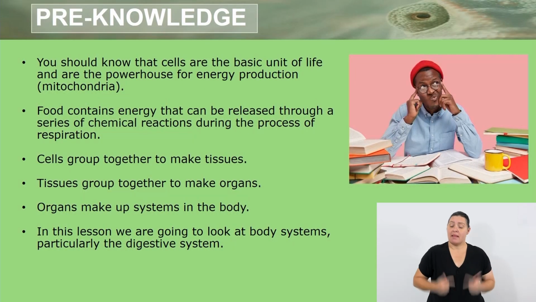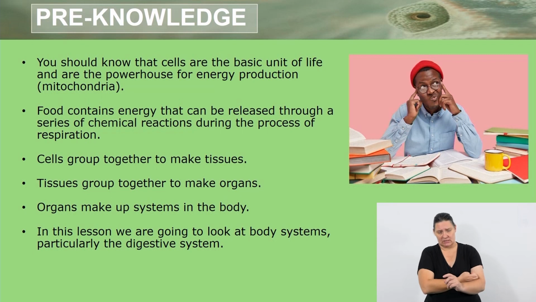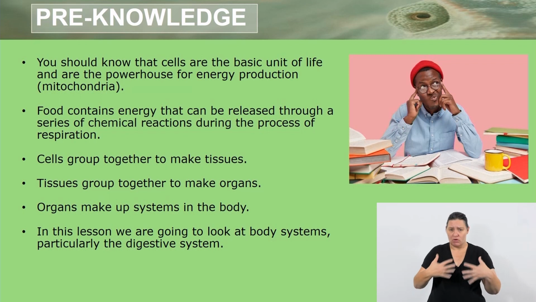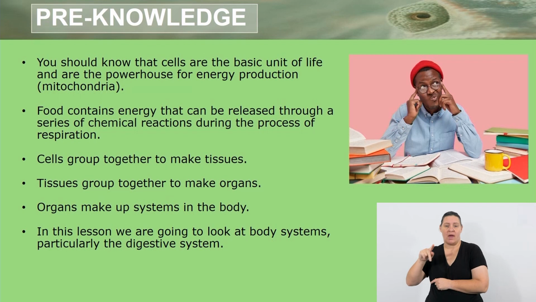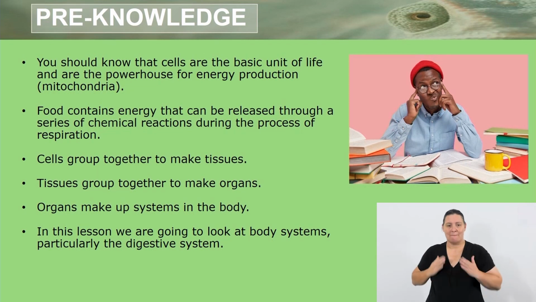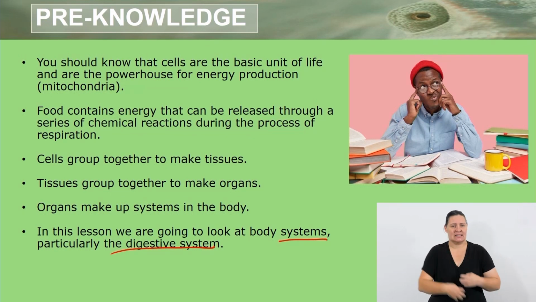You should know that cells are the basic unit of life and the powerhouse for energy production. You should also know that food contains energy that can be released through a series of chemical reactions during the process of respiration. We also know that cells grouped together make up tissues, tissues grouped together make up organs, and organs make up the body system or the organism. So in this lesson, we are going to look at the body systems, particularly the digestive system.